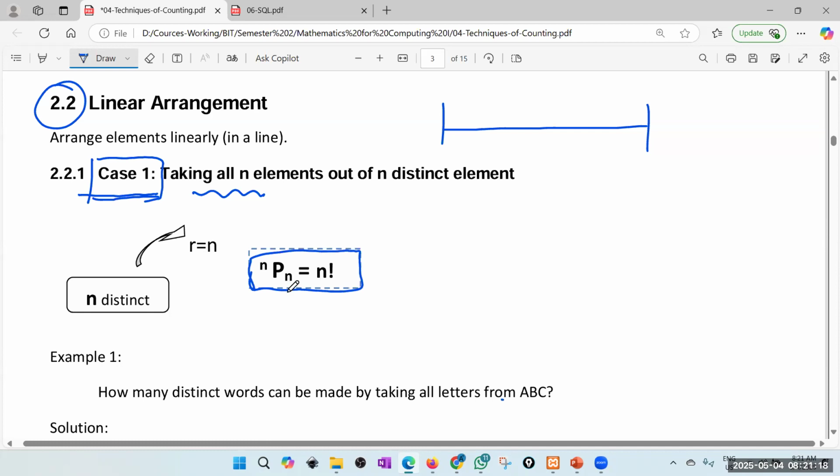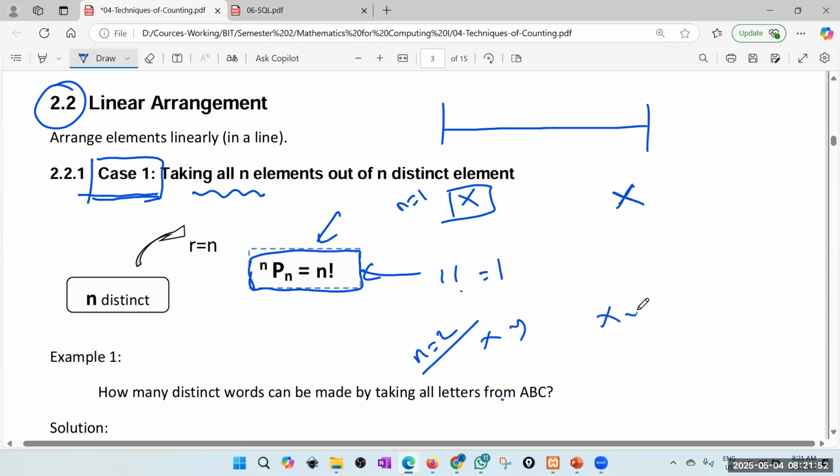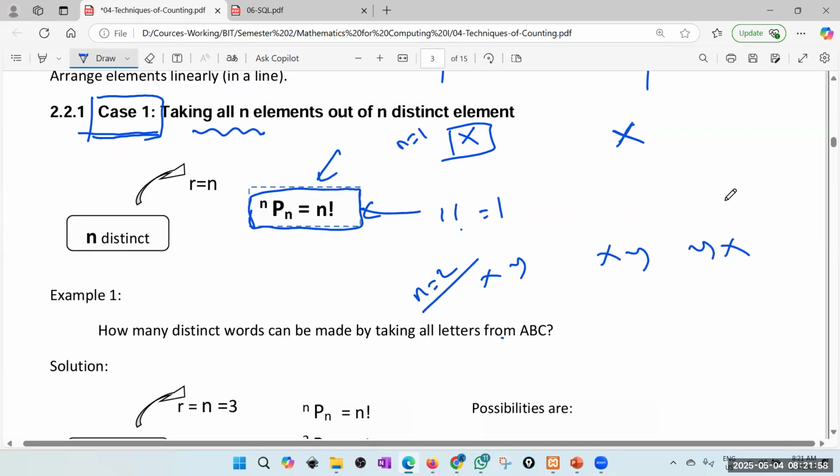This is something mathematicians observed. They saw the pattern. So let's see whether this is correct. Say I have just one element. How many ways can I arrange this? Just one way, because you just keep it linear. So n equals 1, and factorial 1 is 1. Yes, it works. Assume that we have two elements, like x and y. How many ways can we arrange? x, y and y, x. There's no other way, because linear means as a line.